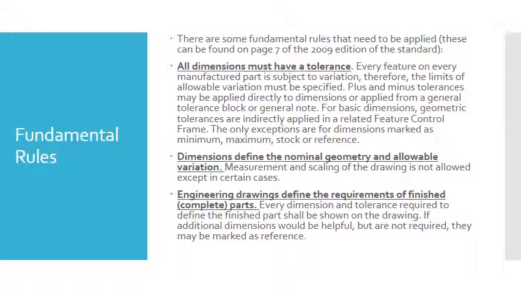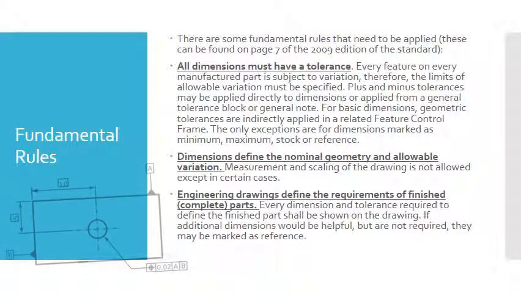Fundamental rules. There are some fundamental rules that need to be applied. All dimensions must have a tolerance. Every feature on every manufactured part is subject to variation. Therefore, the limits of allowable variation must be specified. Plus and minus tolerances may be applied directly to dimensions or applied from a general tolerance block or general note. For basic dimensions, geometric tolerances are indirectly applied in a related feature control frame. The only exceptions are for dimensions marked as minimum, maximum, stock or reference.